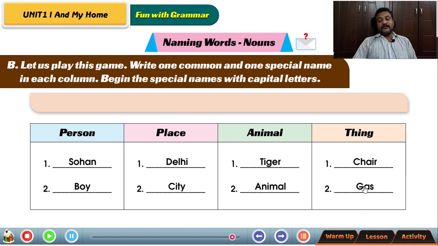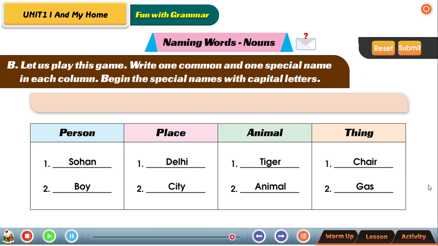So examples of a person are Sohan and boy. A place is Delhi and city. An animal is tiger and animal. A thing is chair and gas, right? So I'll keep this window the same for another 2 minutes. Look at this screen and read it aloud. Okay?